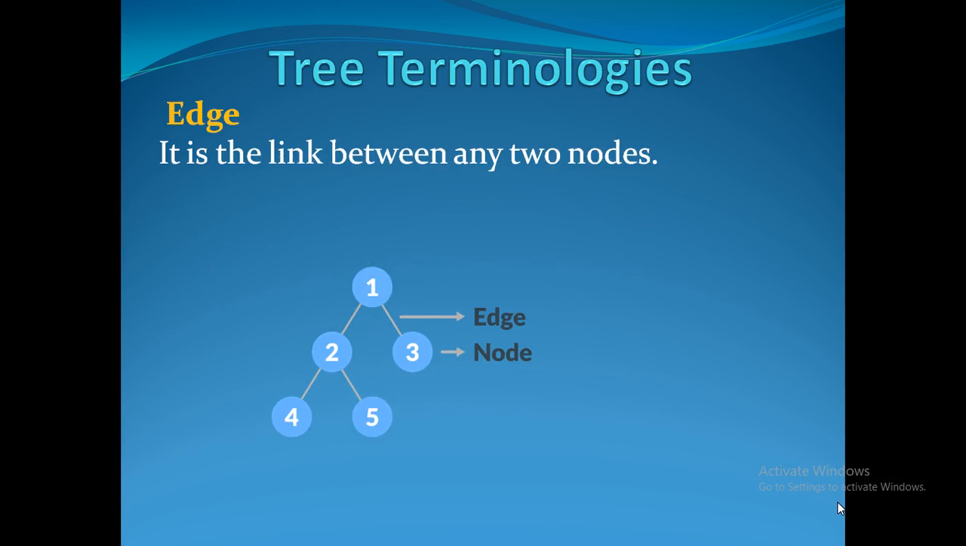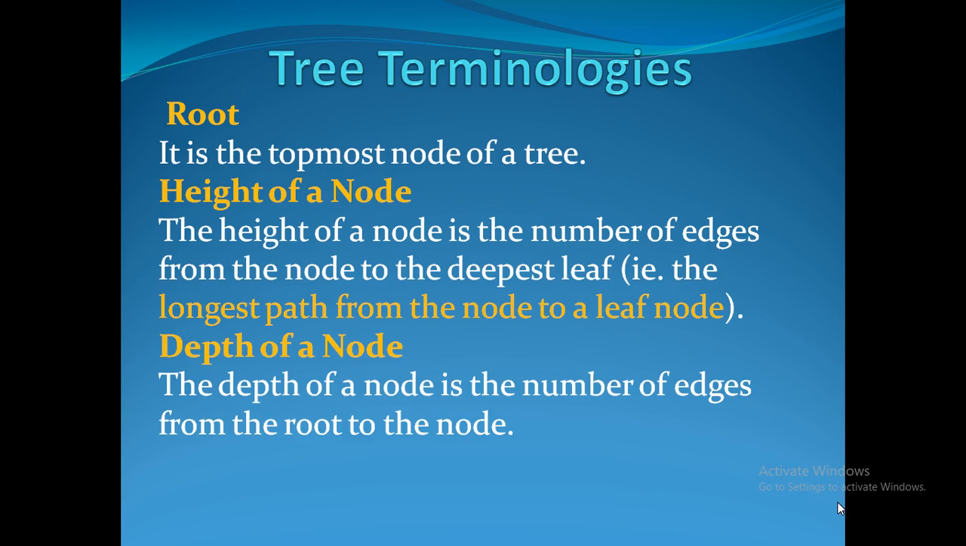So 1 is the root node. We will always travel from root to the leaf, or root to a particular node. The root is like a head node, so we can start only from the root node. The height of a node is the number of edges from the node to the deepest leaf.